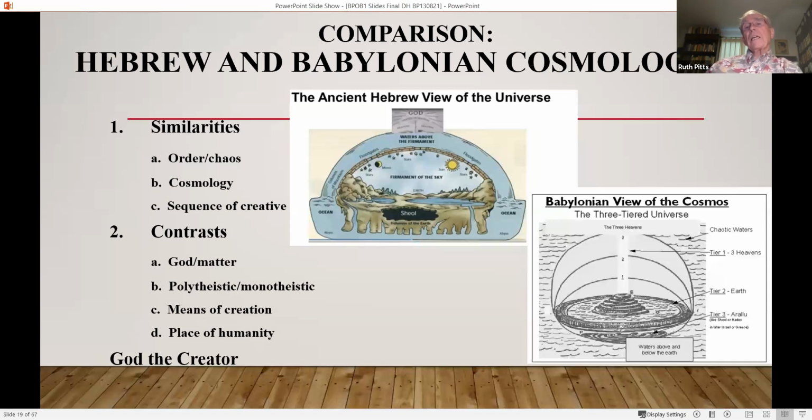The place of humanity in the end: the human beings are created but end up in slavery or end up as servants of the gods, whereas in the Hebrew text, we're given the place of honor as made in the image of God. Or Psalm 8 says, He's made us just a little lower than the angels. So God, the creator of the world, and here are the compared cosmologies and cosmogonies of these two cultures.